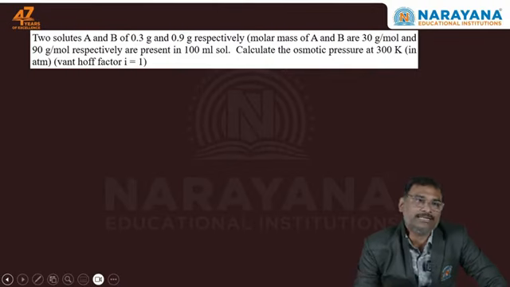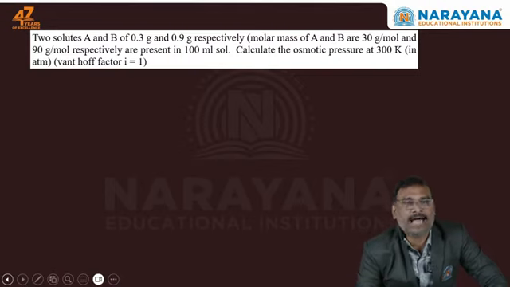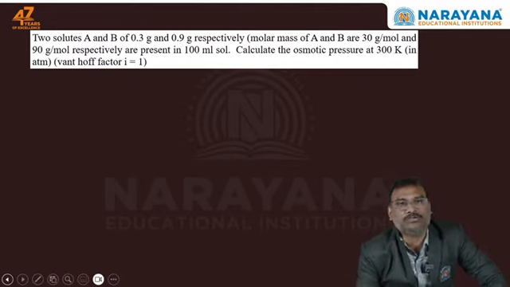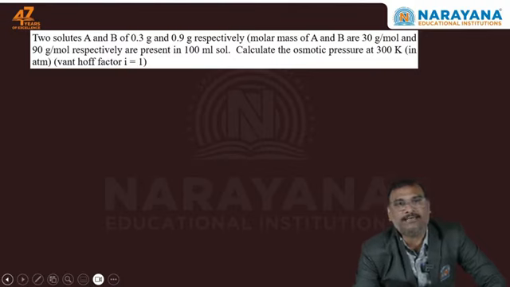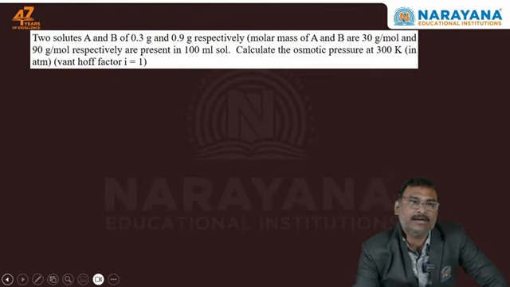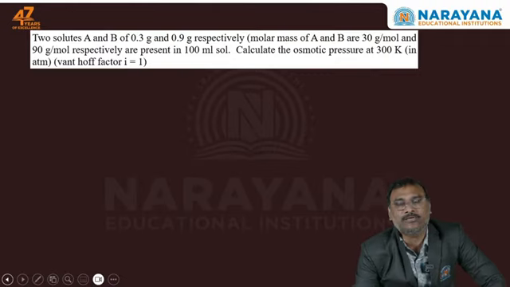Now you see students, the first question is from colligative properties. They asked to find the osmotic pressure of the solution. There are two solutes, A and B, of 0.3 grams and 0.9 grams respectively, having molar masses 30 grams per mole and 90 grams per mole respectively, which are present in 100 ml solution. Then we have to calculate osmotic pressure at 300 kelvins. They have given one more hint: the van't Hoff factor for the given solutes is i equal to 1.